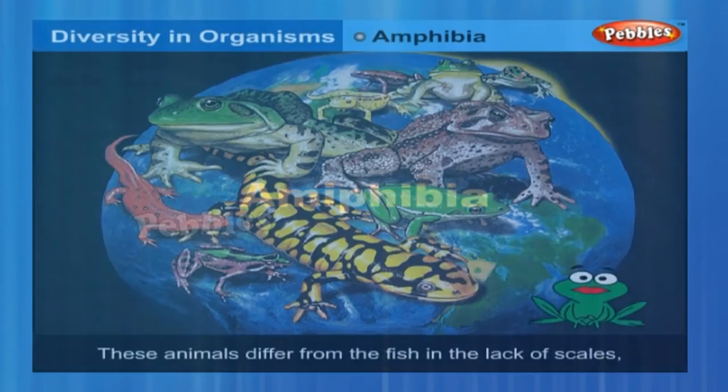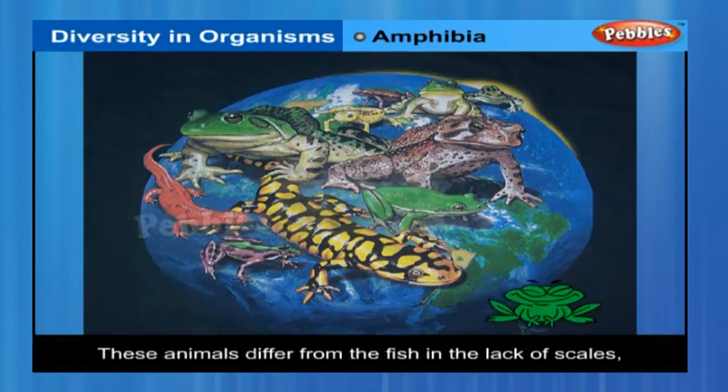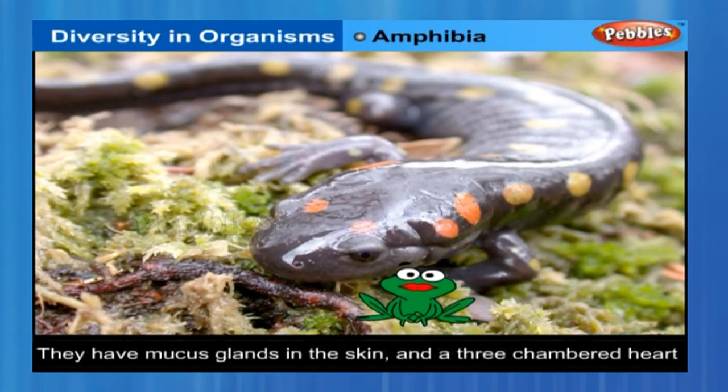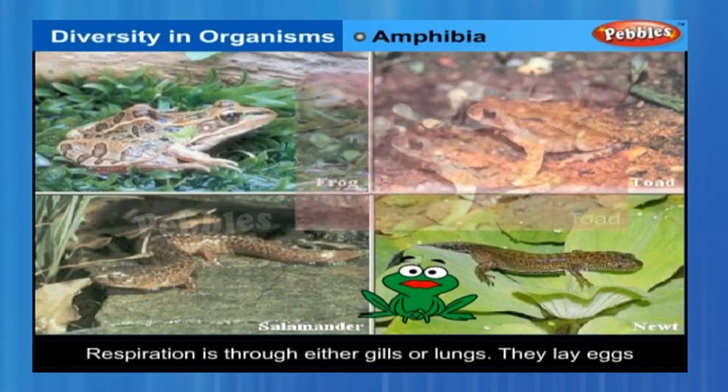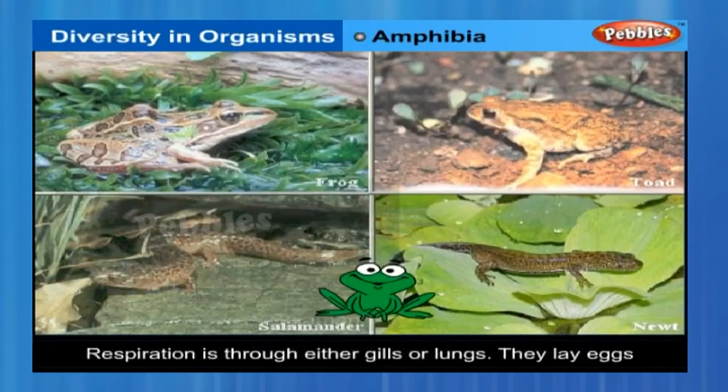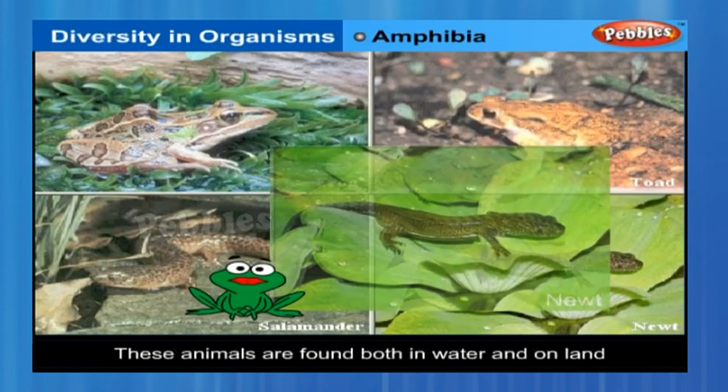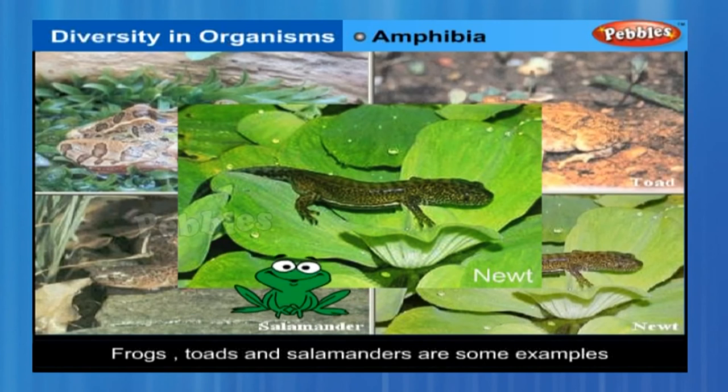Amphibia. These animals differ from the fish in the lack of scales, in having mucous glands in the skin, and a three-chambered heart. Respiration is through either gills or lung. They lay eggs. These animals are found both in water and on land. Frogs, toads, and salamanders are some examples.